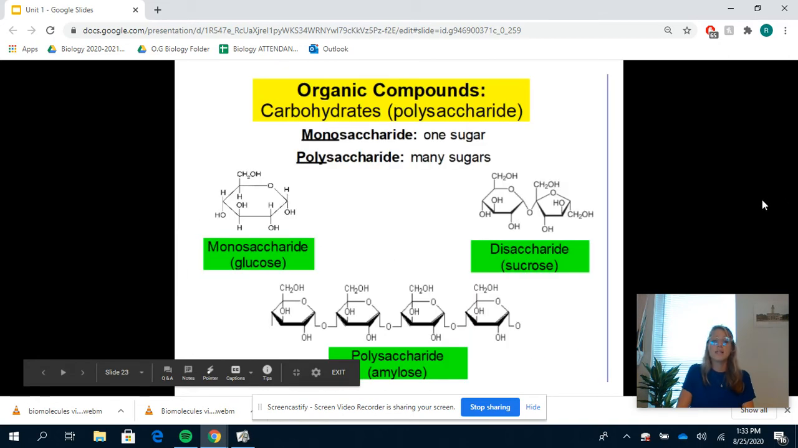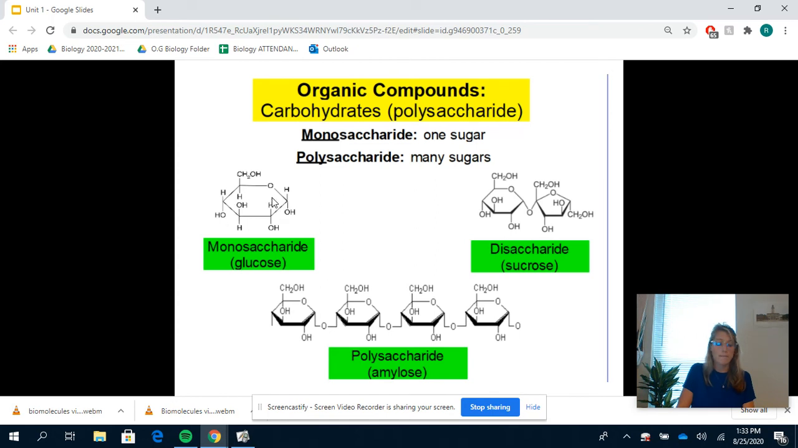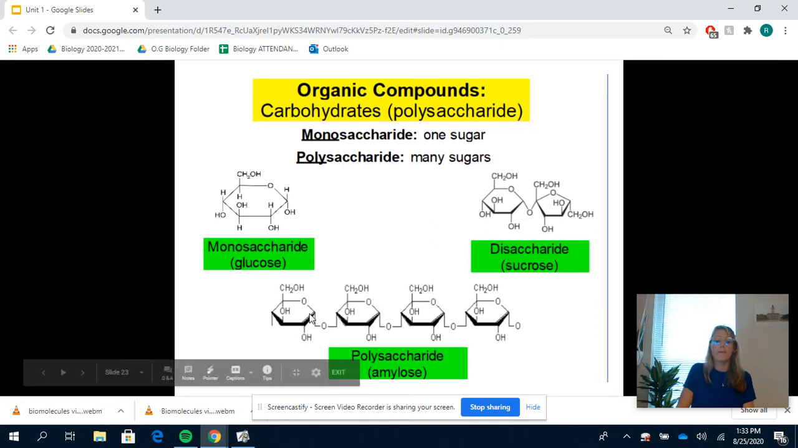All right, so here's another example showing you that if we have one monomer, it's called a monosaccharide. If we put two monomers together, we get a disaccharide. Di means two. If we put more than two monomers together, that's many, we call that a polysaccharide.